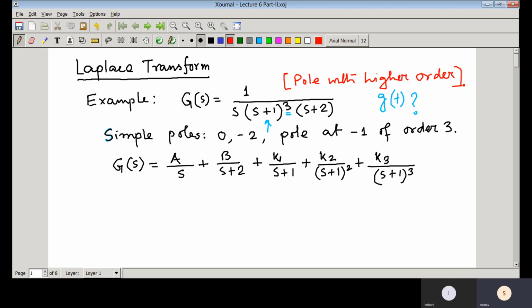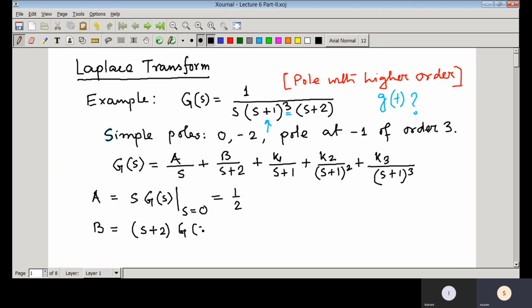So now, applying that Heaviside partial fractional formula, we can find what is A. So A is equal to s G(s), you find it at s equal to 0. So then that would be half. Then B is equal to (s plus 2) G(s).